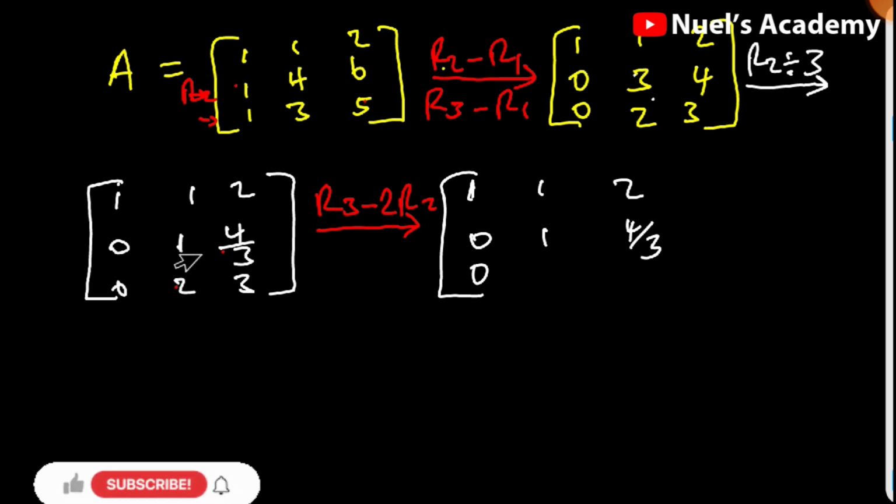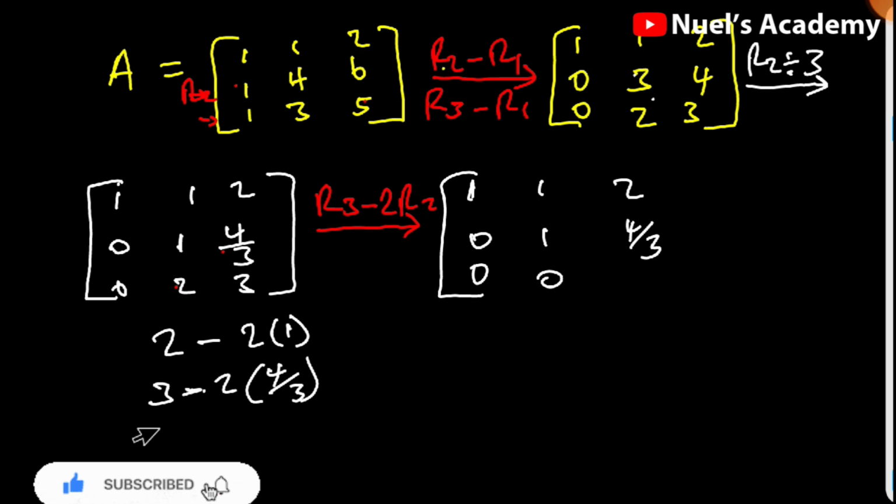So let's start from here. I have 2 minus 2 times row 2 here, which is 1, so 2 minus 2 times 1 is 2, and 2 minus 2 is equal to 0. Then for this 3, we have 3 minus 2 times row 2 here, which is 4 over 3. So this is equal to 3 minus 8 over 3. If you use your calculator and press that, I have 3 minus 8 divided by 3. We are going to be left with 1 over 3. So I have 1 over 3 here.